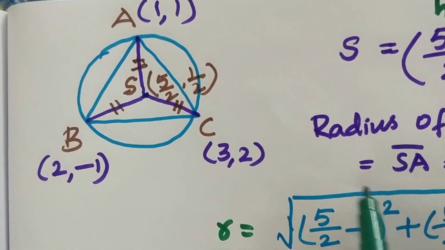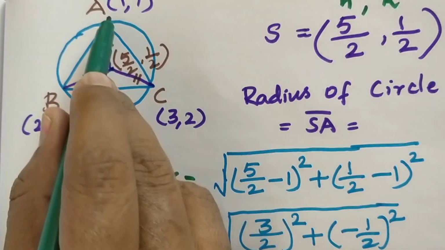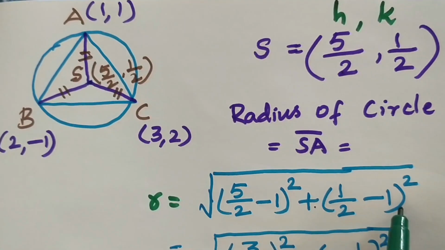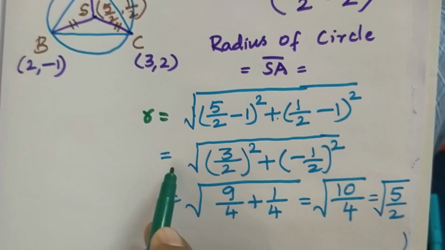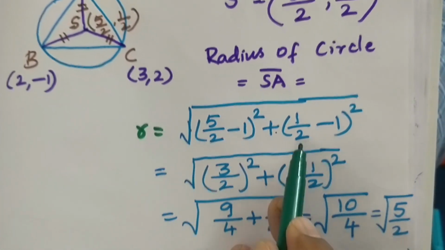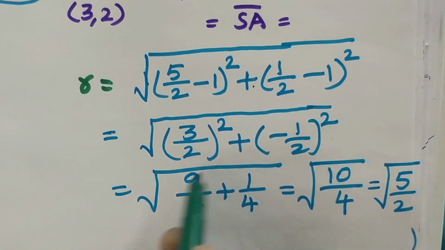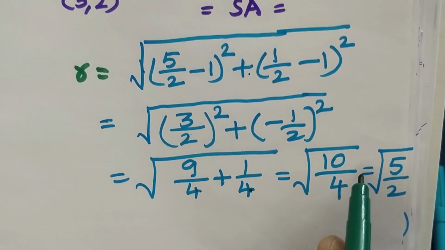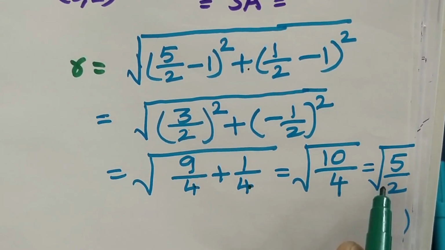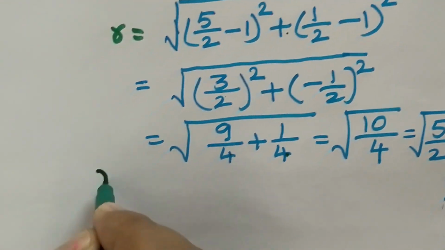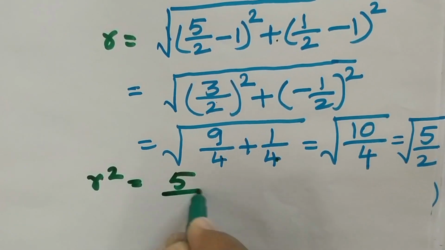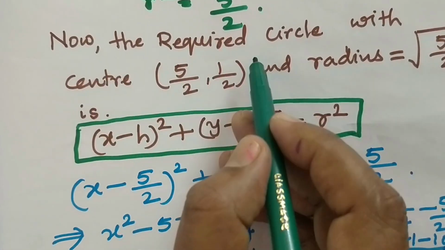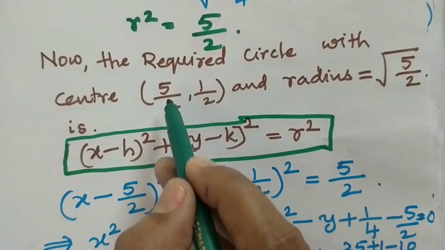So SA is the distance between these two points: square root of (5/2 minus 1) whole square plus (1/2 minus 1) whole square, which is equal to the square root of (3/2) whole square plus (minus 1/2) whole square, which is equal to the square root of 9/4 plus 1/4, that is 10/4. That gives us root 5 by root 2, that is root of 5/2. And r square is equal to what? 5/2.